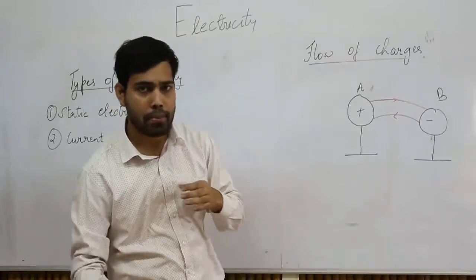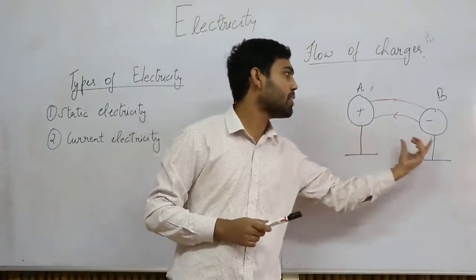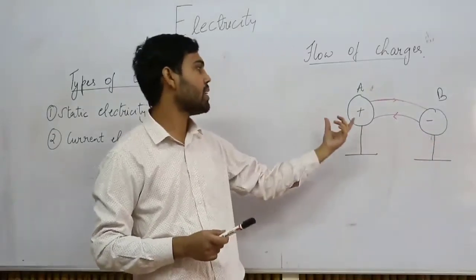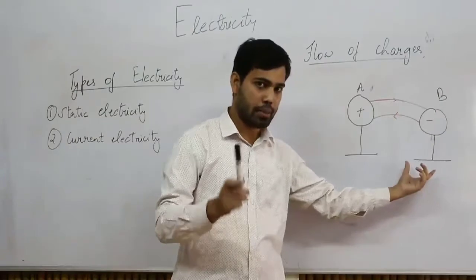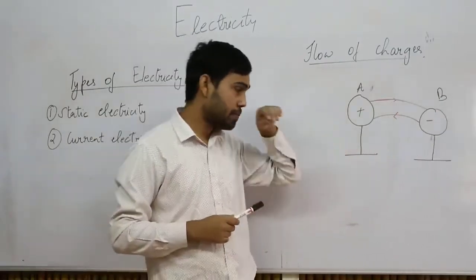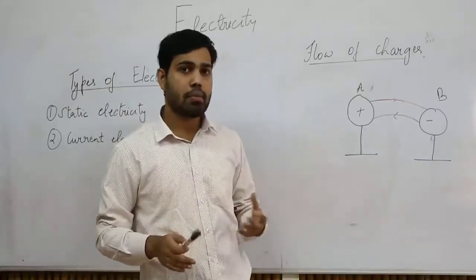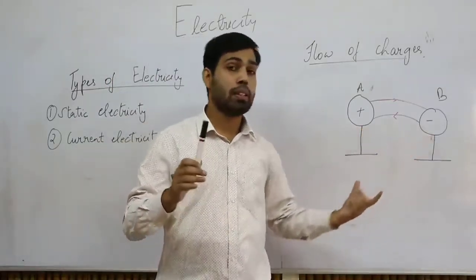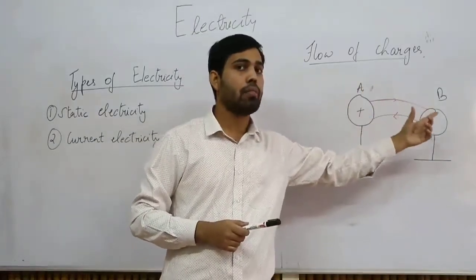By experiments it has been seen that charges will flow from one body to another. And why is this happening? Because there is a difference: this is positively charged and this is negatively charged. We'll talk about this difference in detail later on. Now a question arises. Charges are moving from one body to another, but from where is it moving? Is it moving from A to B or from B to A?